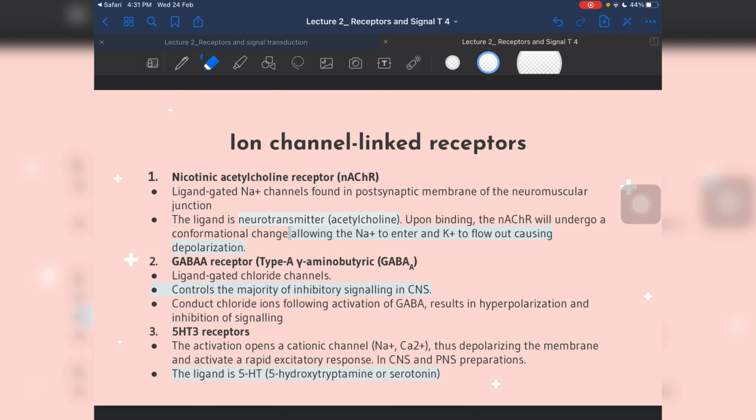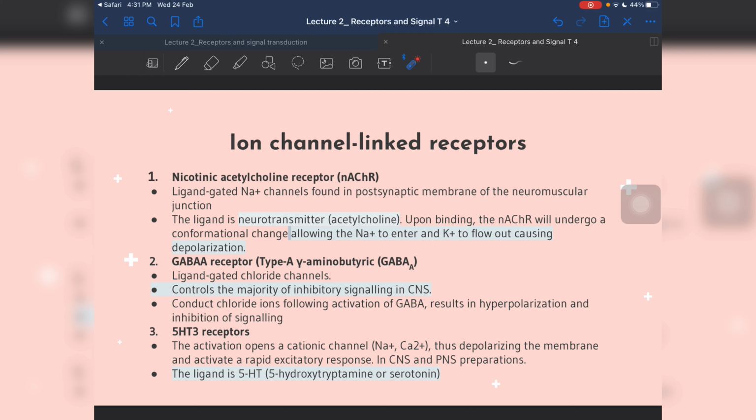In this part of our lecture, I will be presenting two types of receptor, which are ion channel linked receptors and enzyme linked receptors. But first, I will discuss the first part. In ion channel linked receptors, we are going to look into three receptors, which are nicotinic acetylcholine receptor, GABA receptor type A, gamma-aminobutyric receptor, and 5-HT3 receptor. The first two will be discussed in detail in the next slide.